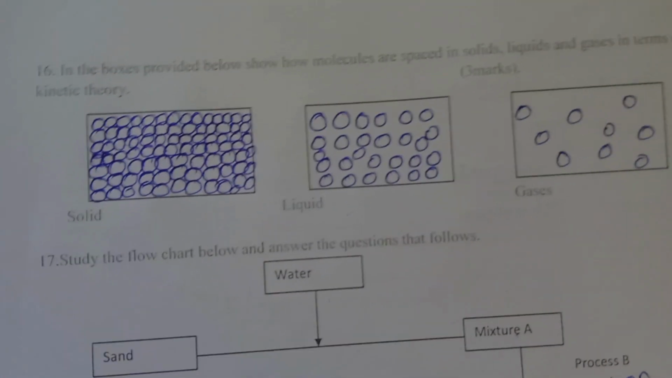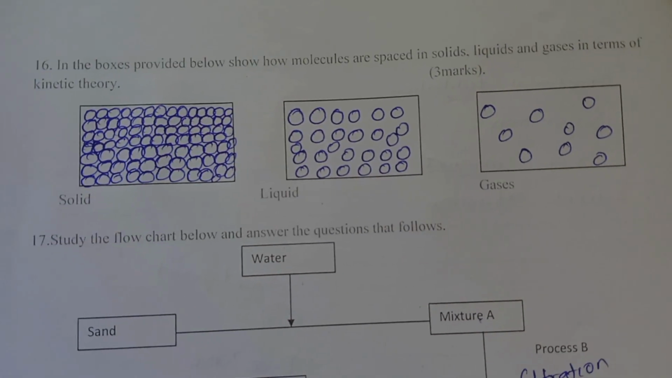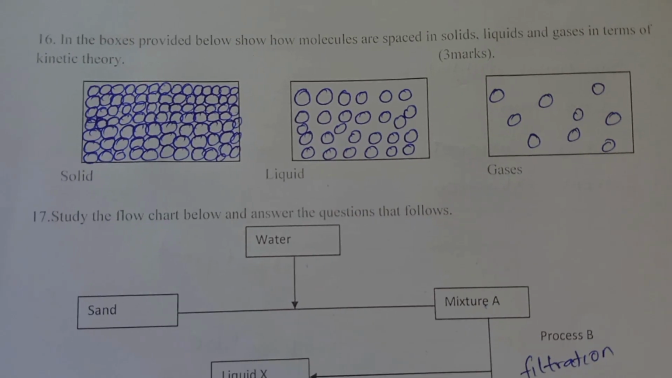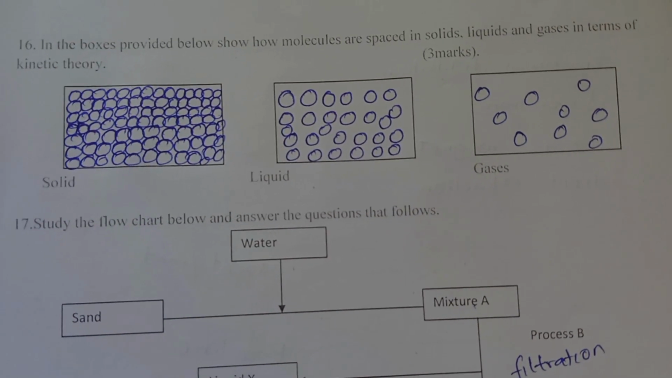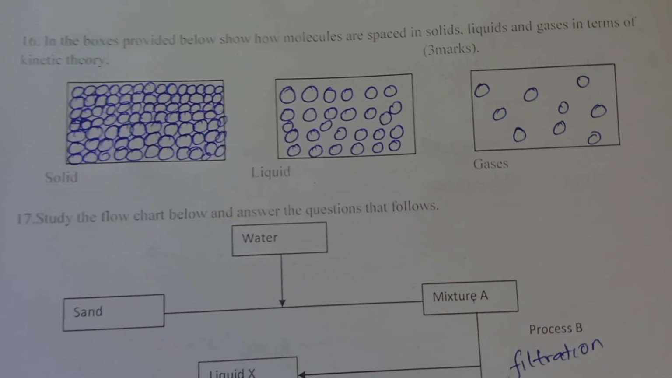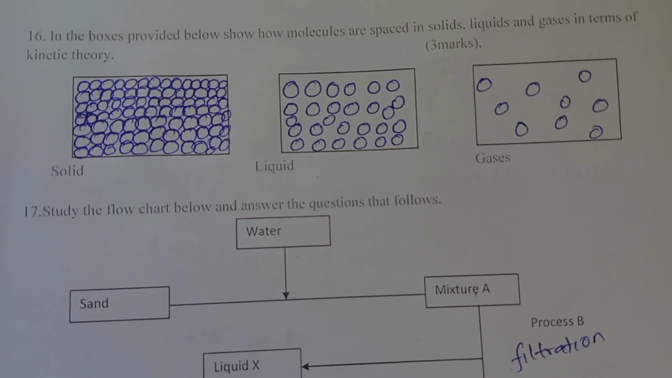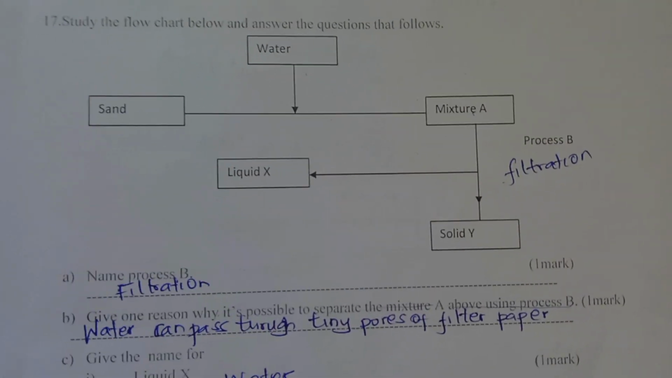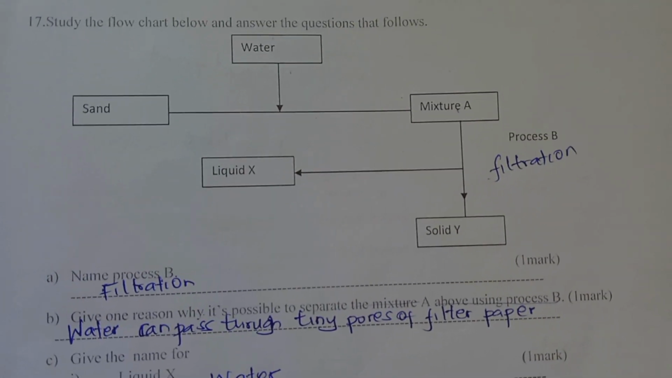Then here you have, in the boxes provided, you show how molecules in solid, liquid, and gases are spread in terms of kinetic theory. Solid particles, they are closely packed. Liquid particles, they have few spaces in between them. Gas particles are further away from each other.